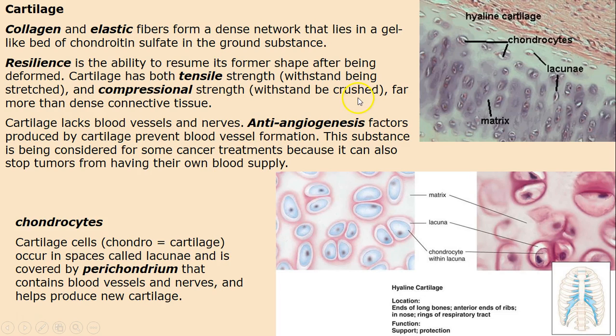Cartilage is very interesting because it has collagen and elastic fibers and a very dense gel of chondroitin sulfate. Now, you can buy this stuff at health food stores. There's some evidence it works to reduce the loss of cartilage, a disease called arthritis. Resilience is a term that refers to the ability of a tissue to resume its former shape. And cartilage has both tensile strength, so it can be stretched without tearing, and compressional strength. It can be crushed. It's a wonderful tissue, and thank goodness we find it in many areas, especially on the ends of our joints.